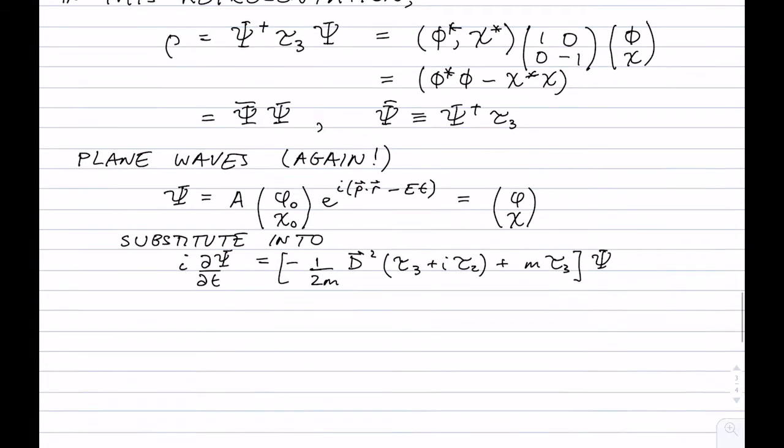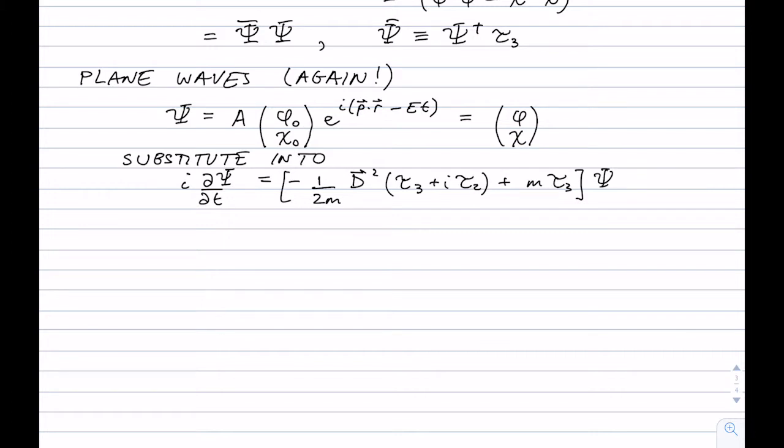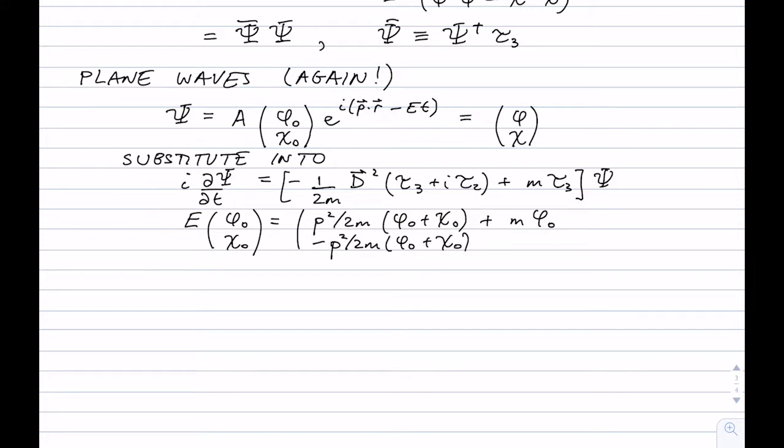So we substitute that into our formula, and the derivative with respect to time is going to pull out a minus iE. So this is nothing but E times phi naught chi naught. The exponential phase part is going to cancel out on both sides, as is the overall normalization constant. I write minus the Laplacian as just p squared. So we've got p squared over 2m phi naught plus chi naught plus m phi naught. That's the upper component, and the lower component is minus p squared over 2m phi naught plus chi naught minus m chi naught. So that's our equation.